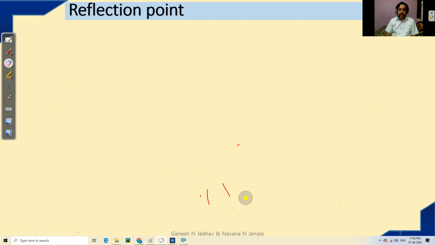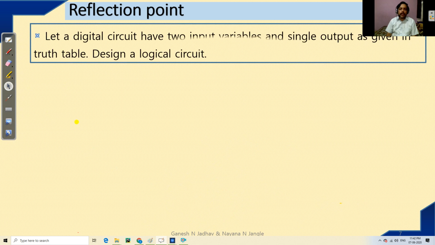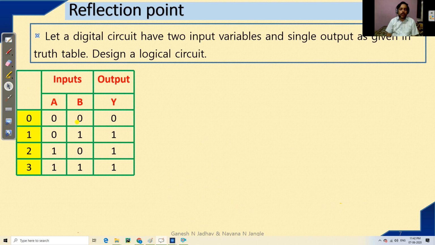Similarly, I'm posing a question here as a reflection point. There are again 2 inputs and one output. Design the logical circuit for this. You can observe this is the OR gate, so we have to prove through the K-map that it is an OR gate. Pause the video for some time and answer this question.